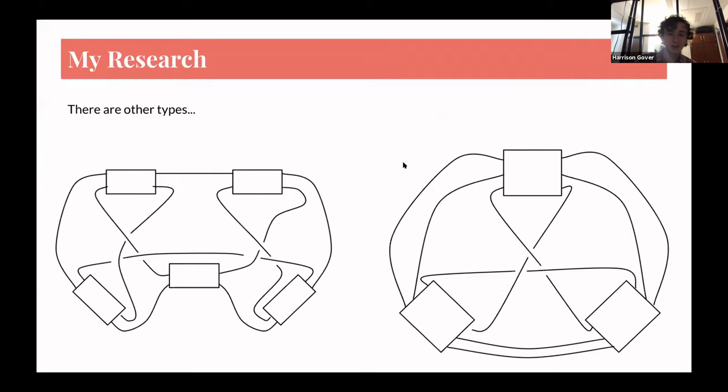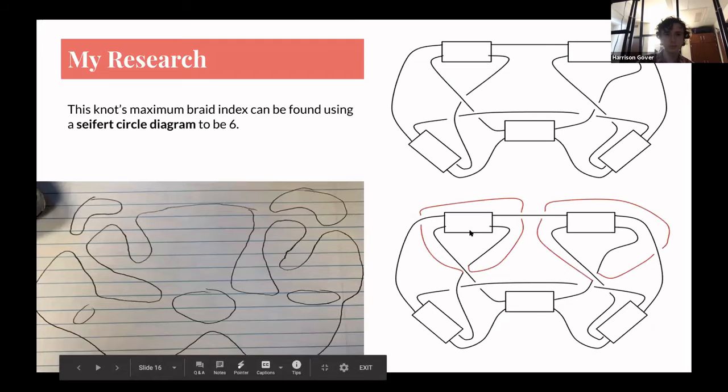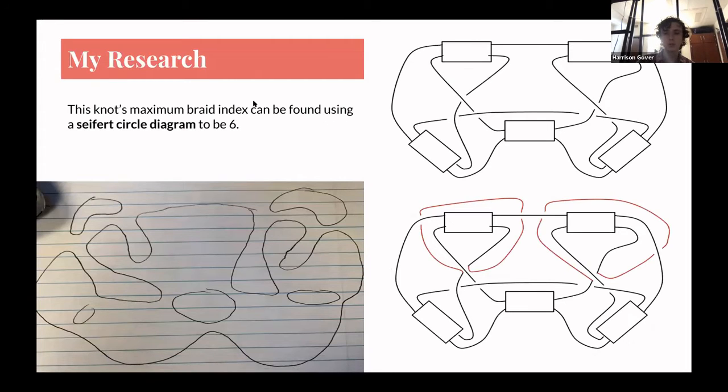But of course, there are other types of these knots. The first of which is this interesting one with 2 eye circles and 5 boxes. And the second one is another form of the original knot, but instead of having 1 loop around it, it has 2. So let's work with the one on the left first.